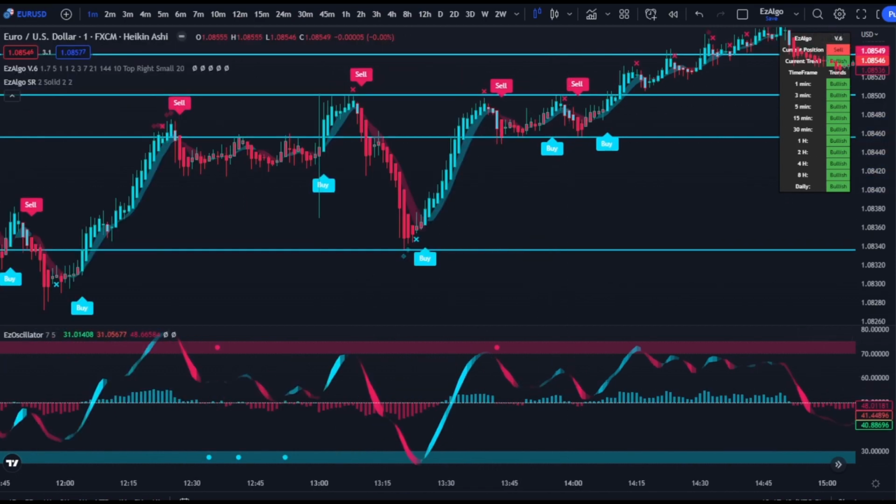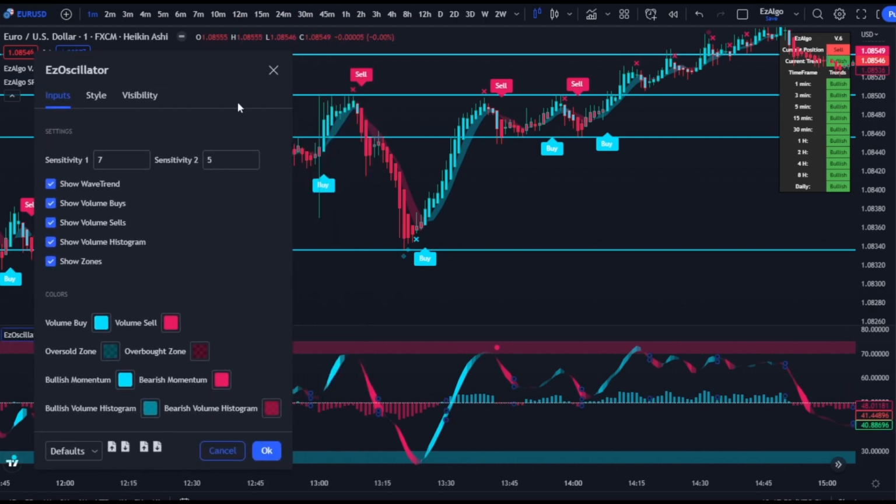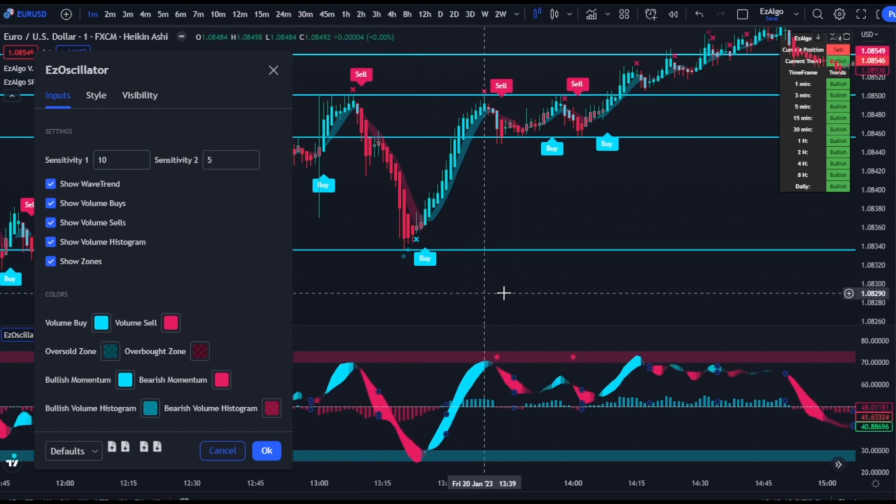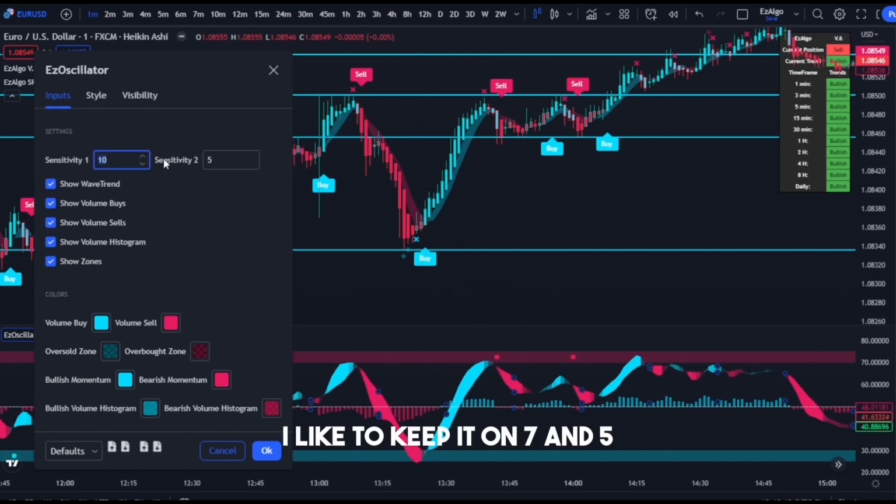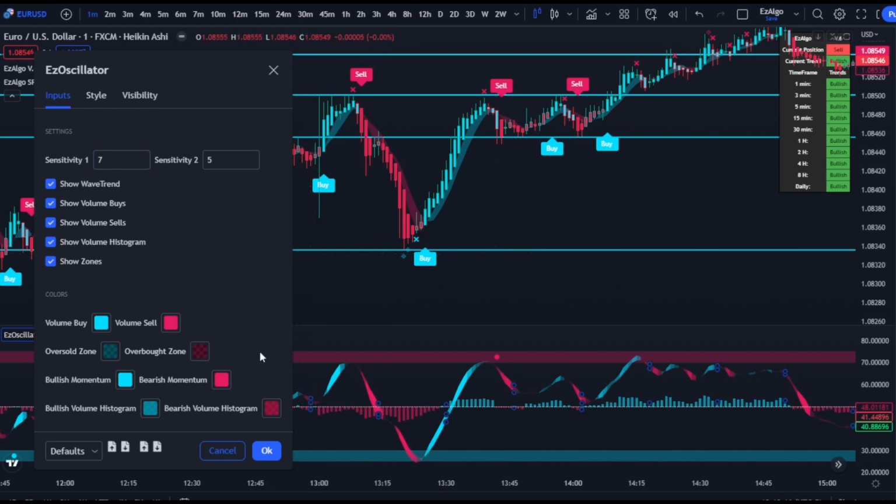Now, I am using the default settings. If you're using the Easy Oscillator, these settings work across any asset, any pair. You don't have to change them. So you can customize it a little bit by showing the wave trend, the volume buy, the volume sell, the volume histogram. Leave all of these on. If you want to change the sensitivity, you can. That might make the wave trend a little bit easier to read. Personally, I like to keep it on 7 and 5, so I wouldn't recommend changing it, but if you wanted to, you could customize it a little bit.